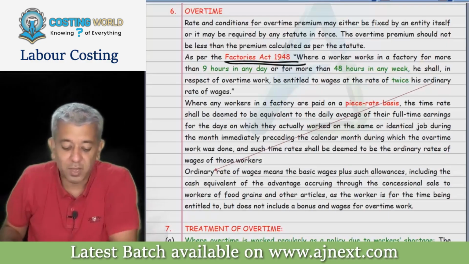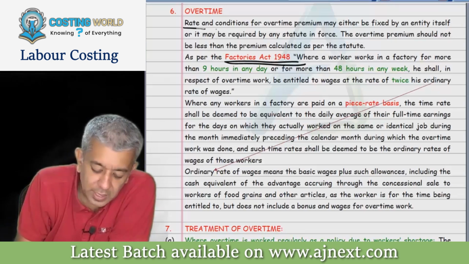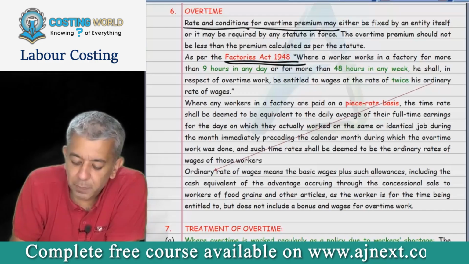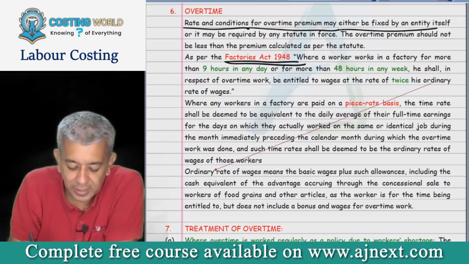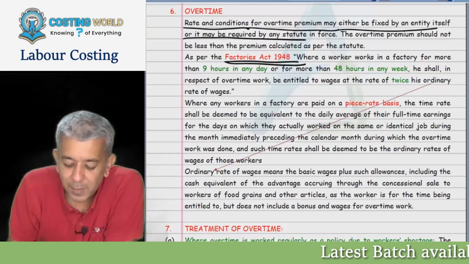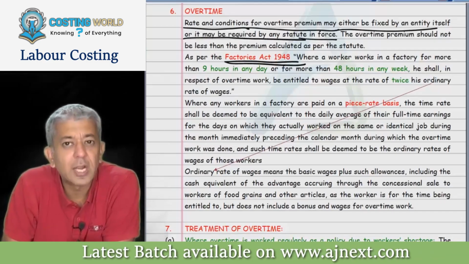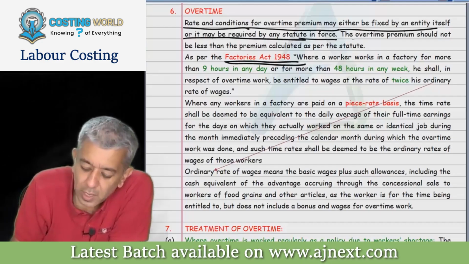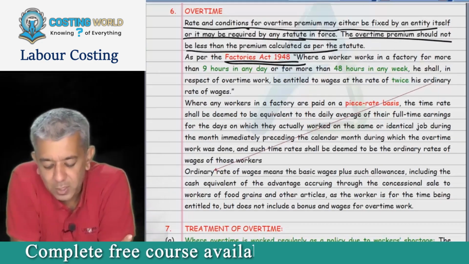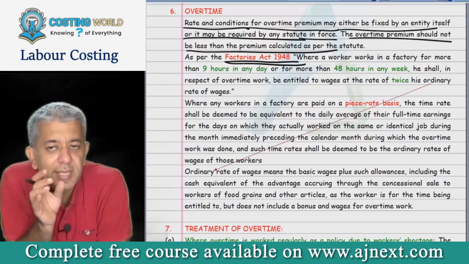So let me read whatever this is all about. Rate and conditions for overtime premium may either be fixed by the entity itself or it may be required by any statute in force. So statute means any law in force. The overtime premium should not be less than the premium calculated as per the statute. You understood this line, no?